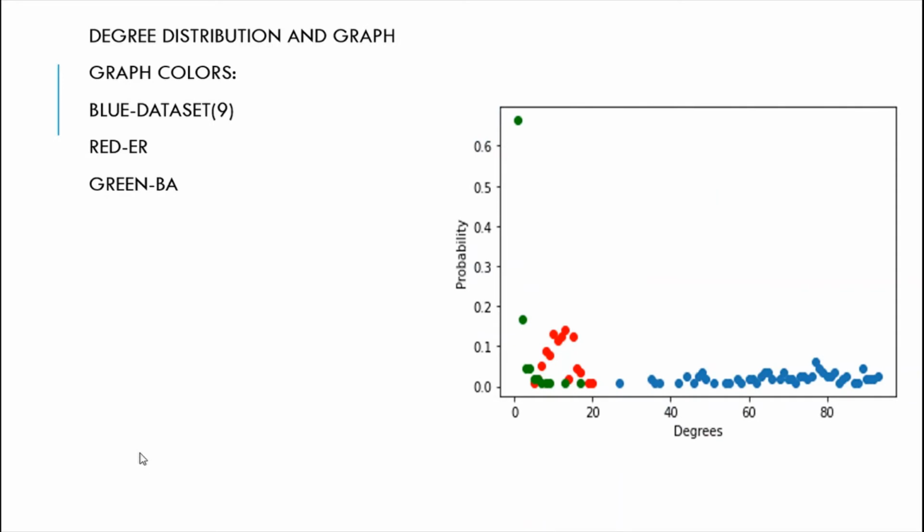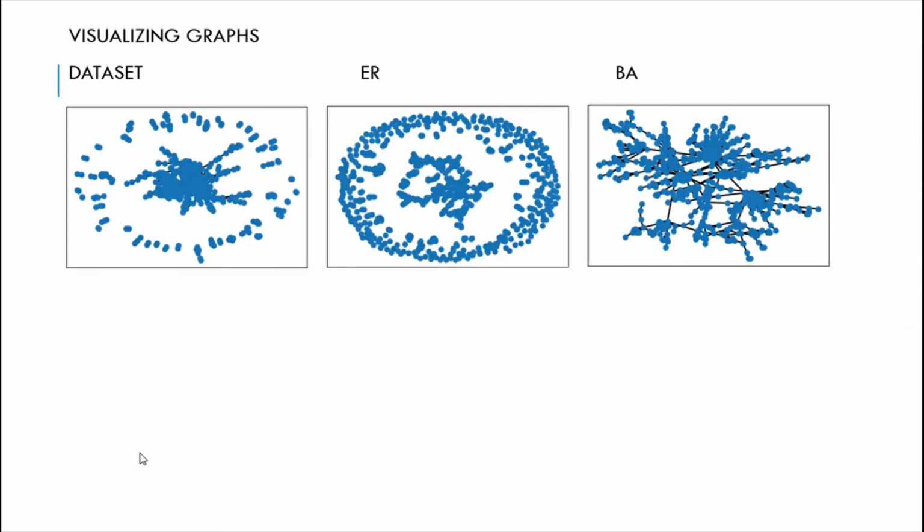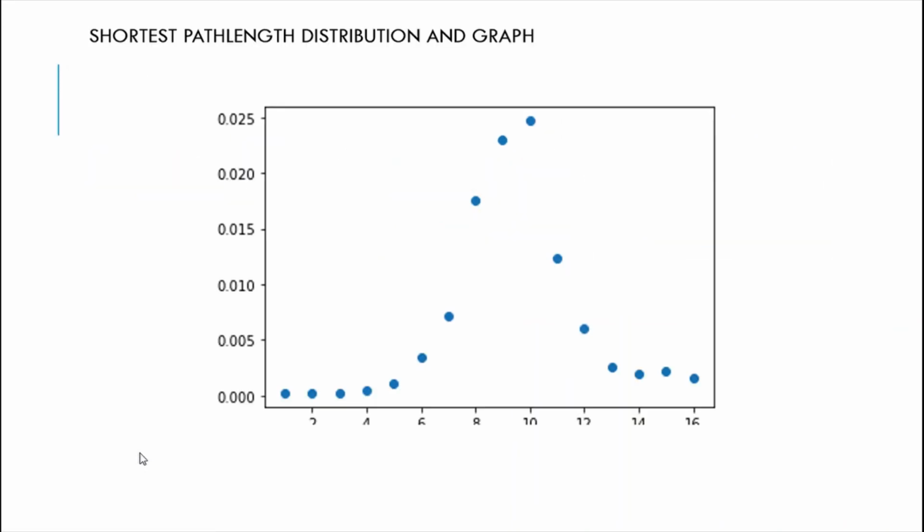Degree distribution of graphs. Notations are again the same: blue for dataset, red for ER, and green for BA. The notations are the same so we don't get confused when we talk about graphs separately. This is just a hint for the graph that we'll discuss later. Shortest path length distribution graph. This graph shows us the probability of each path length occurring.